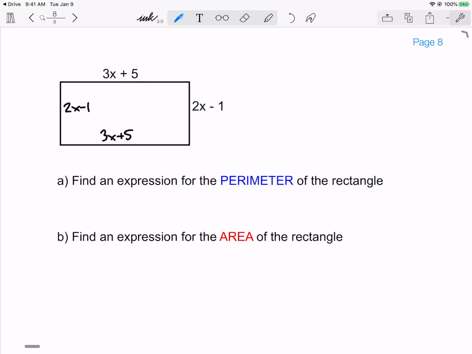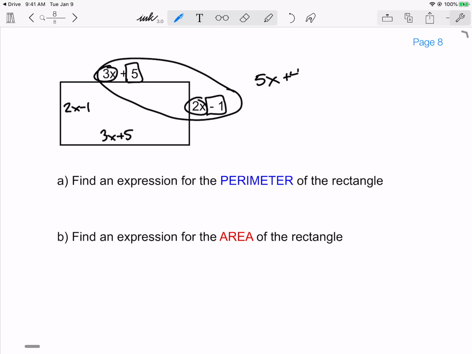So one thing I could do is I can exploit the properties that these are the same. And I'm actually just going to add these two together and double my result. Okay, so 3x and 2x give me 5x. Positive 5 and a negative 1 give me plus 4. I'm going to double that result, so multiply it by 2. I'm going to double to get 10x plus 8.